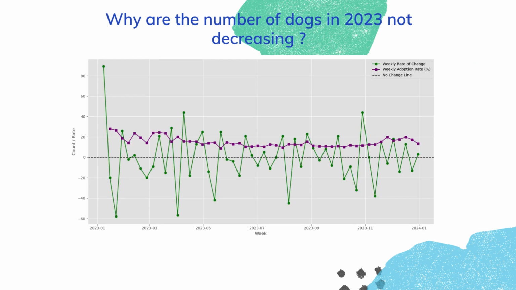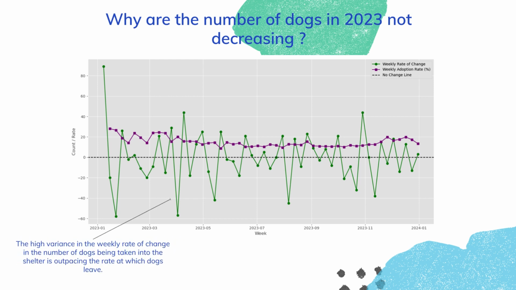So further investigation led us to ask the question, why are the number of dogs in 2023 not decreasing? The line graph here represents the weekly rate of change of the number of dogs in the green line as compared to the weekly adoption rate, which is the purple line. You can clearly see that while there is significant movement in the weekly rate of change of the number of dogs at the shelter, the adoption rate remains relatively unchanged.